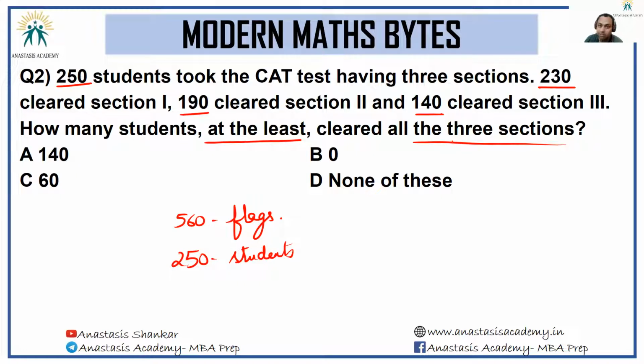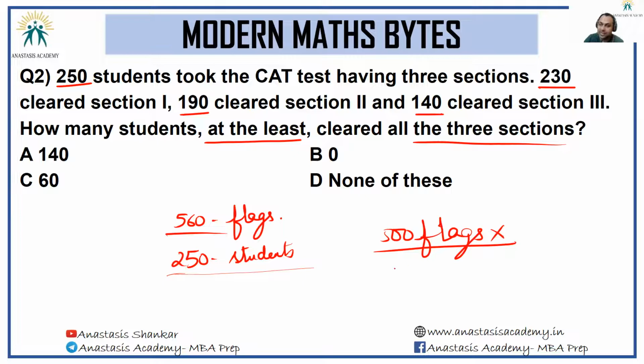If I want minimum number of students to clear all 3 sections, I would want these 250 students that are there. Basically, in my interpretational world, I want minimum number of people to be carrying 3 flags. And I have to ensure I end up distributing these 560 flags. So the best way I can do it is, let me give out 2 flags to all the 250 kids. 500 flags will get exhausted.